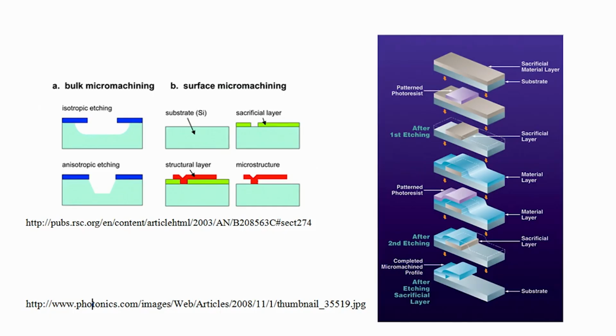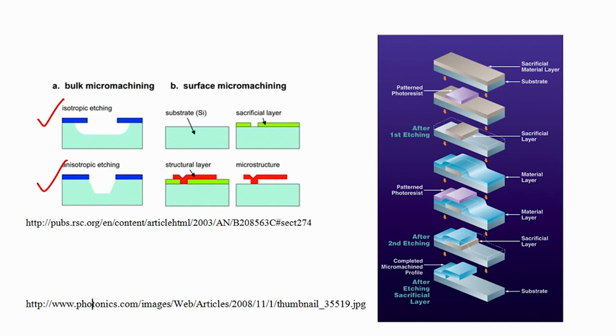If you see, this is an example of bulk micromachining and surface micromachining. You can see in bulk micromachining there is an isotropic etching and then there is an anisotropic etching, right.